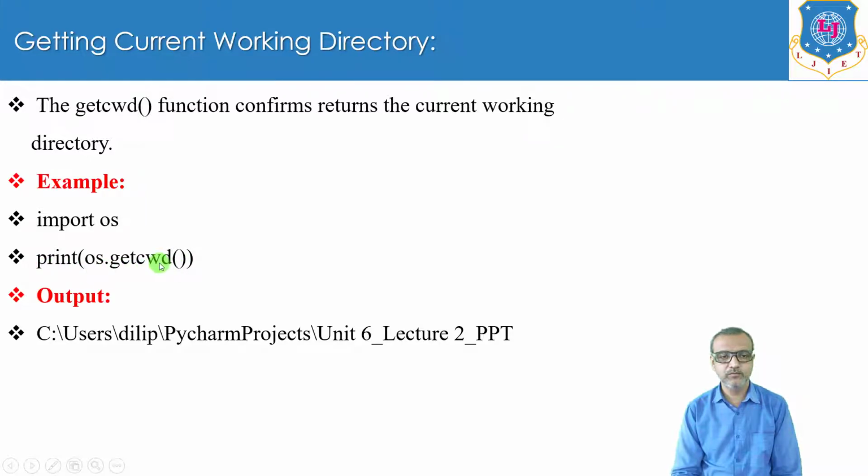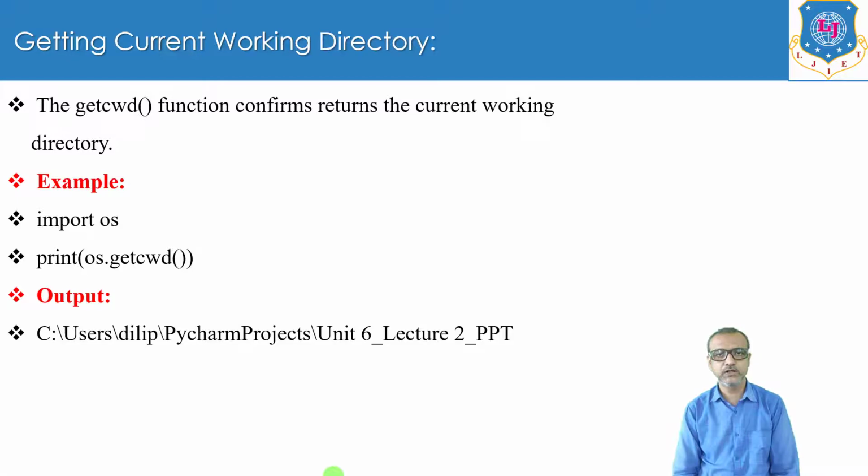So what will be the output of this print statement? That is the current working directory we are working with. So the output is this one. This is nothing but the current working directory.